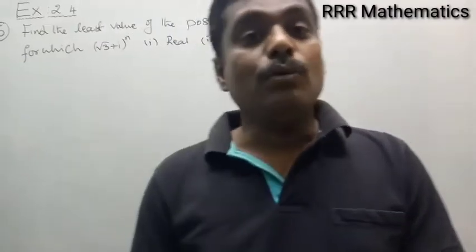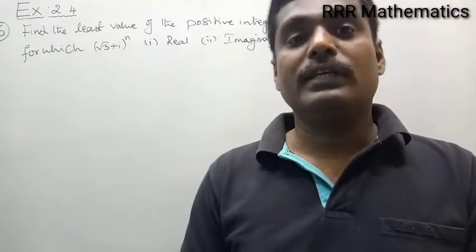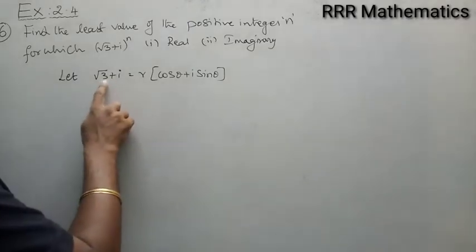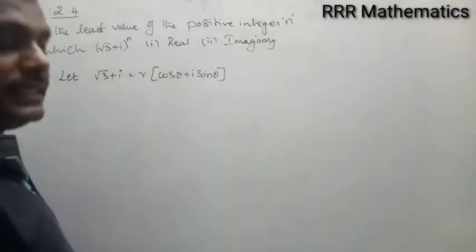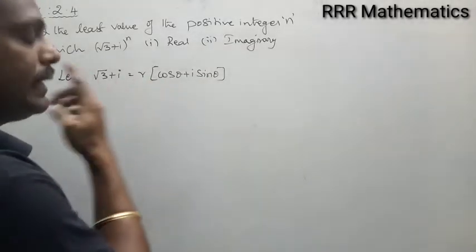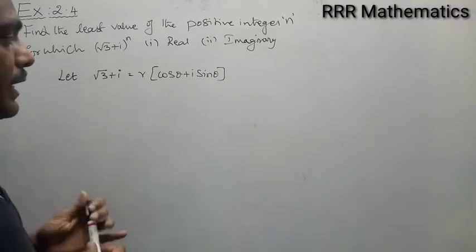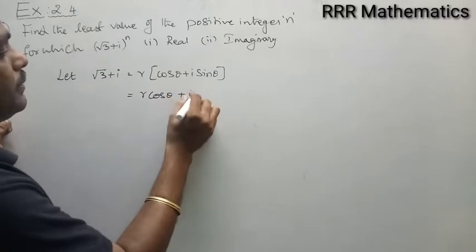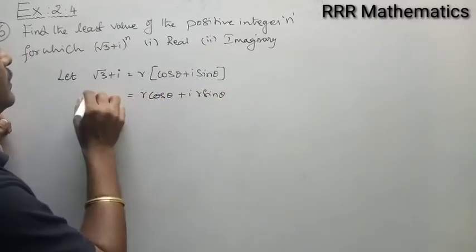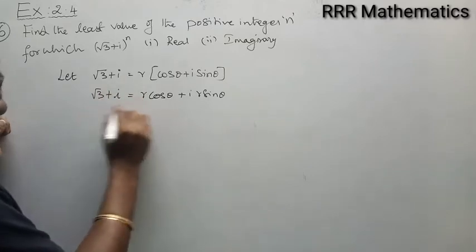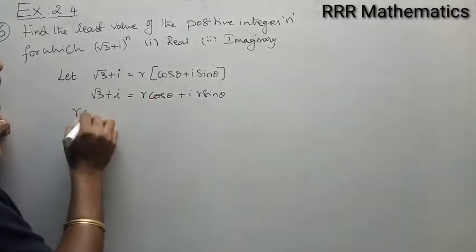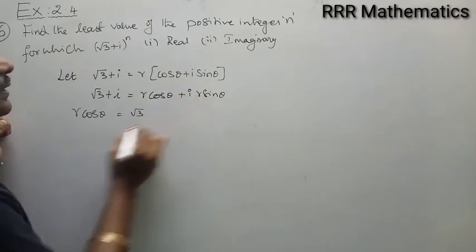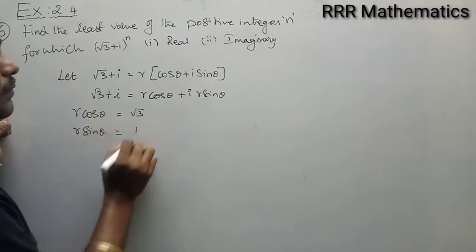Now let us see how to find the polar form of the complex number. Let us take the given complex number root 3 + i equal to r(cos theta + i sin theta). We want to find the value of r and theta. How to calculate r? Very first, equate real and imaginary parts. r cos theta + i r sin theta is equal to root 3 + i. What is the real part? r cos theta will be root 3, and the imaginary part, the coefficient of i, r sin theta will be 1.